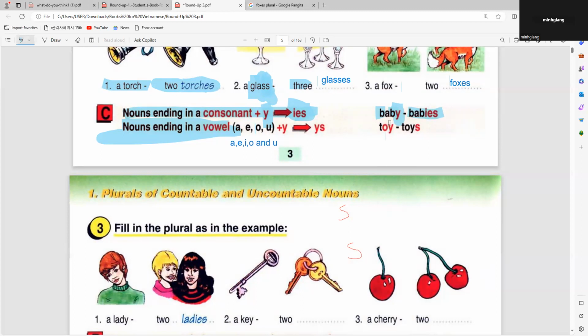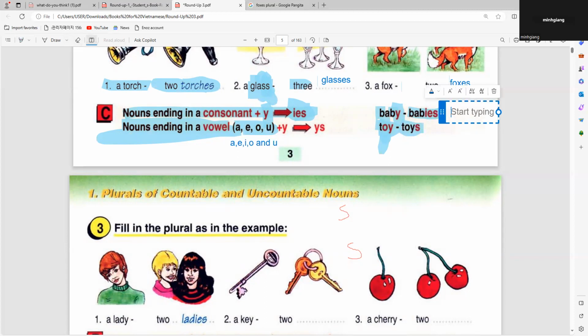Okay, so look at this one. Our word is toy, right? Please read toy. What is the letter before Y? Before Y is letter O. O is a vowel, right? So what will you do if a vowel is before letter Y? Will you change Y into I and add ES, or will you just add S? You will just add S. So the correct answer, you will just add S.